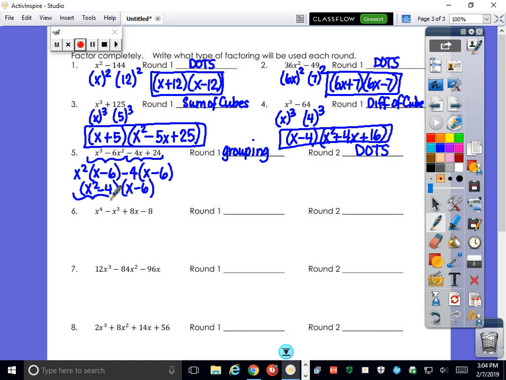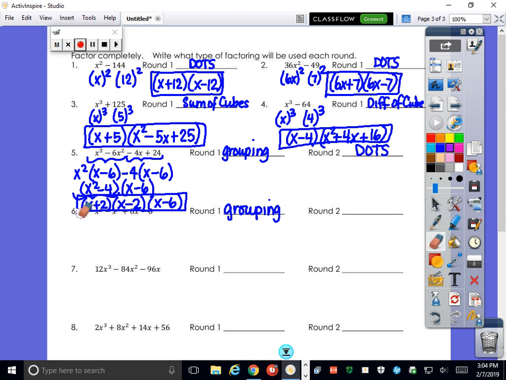So notice that this x squared minus 4 can still factor into x plus 2 times x minus 2, and then we have the x minus 6. That's okay. So we have those 3 as our factors. Okay, for the next one, we're also going to use grouping.